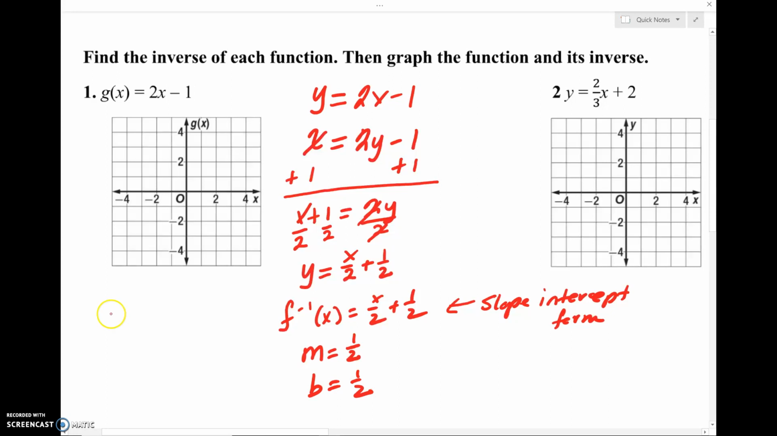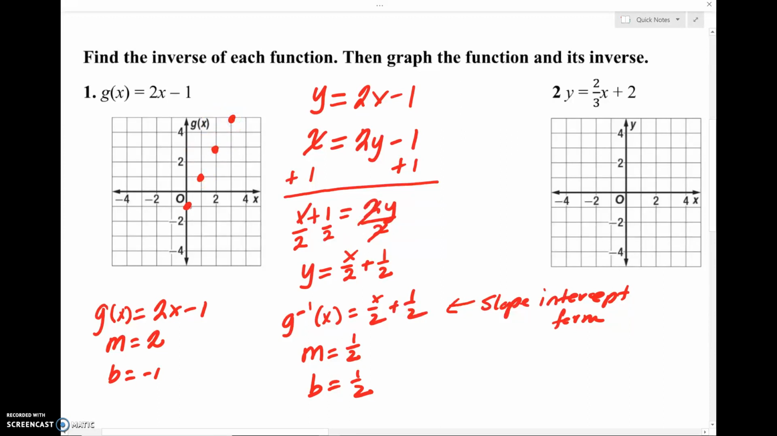Our original function, which is g of x, is equal to 2x minus 1. So our slope is 2, and our y-intercept is -1. I'm going to go ahead and graph both the function and its inverse. So the function g of x has a y-intercept of -1, and it rises 2 units and goes over 1.